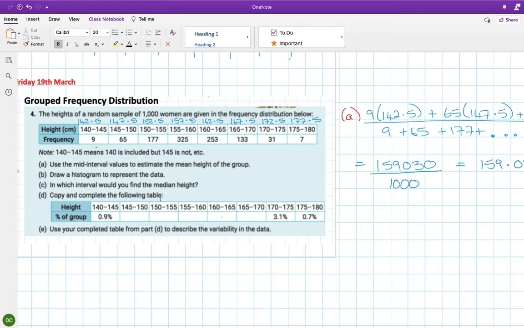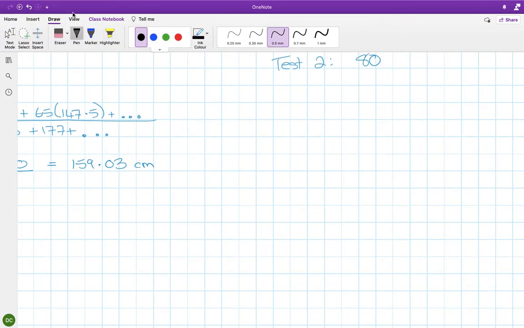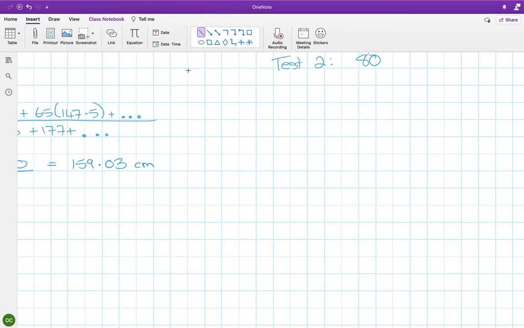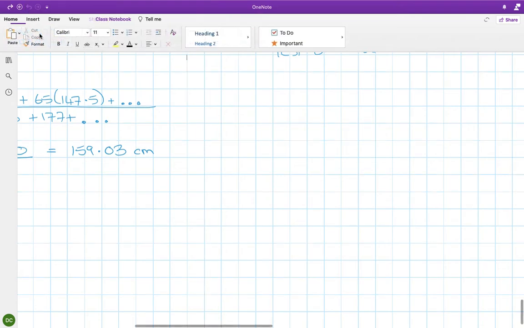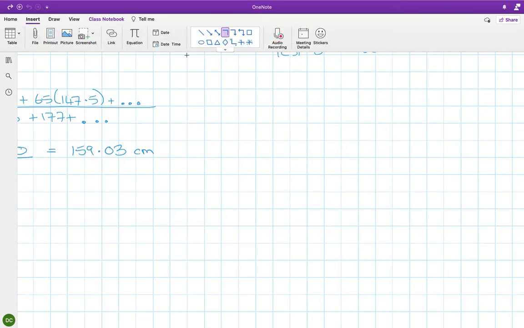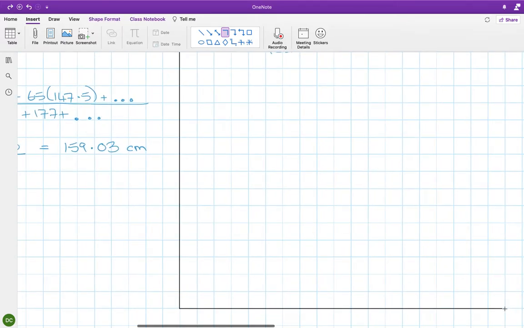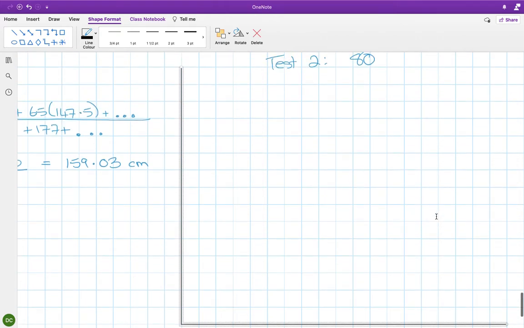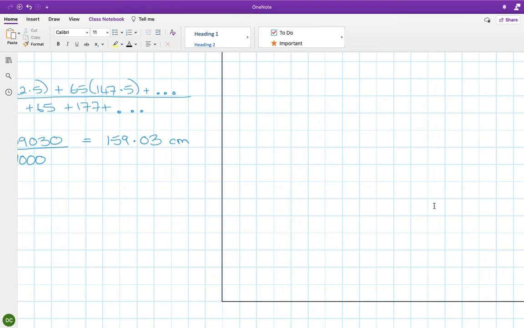Draw a histogram. Right. Sorry, I'll just fit in as much as I can on the page and then just hope for the best. Okay. So we're allowed to start at 140, providing we literally start at 140. So 140 is in there. Do you know what I mean?